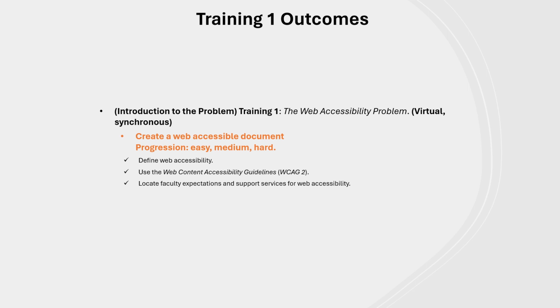So my idea for here are the outcomes for the training. The orange bullet point is an update of what we went over on Friday. The 3 check marks beneath it are my original ideas: define web accessibility, use the Web Content Accessibility Guidelines, and locate faculty and support sections for web accessibility.